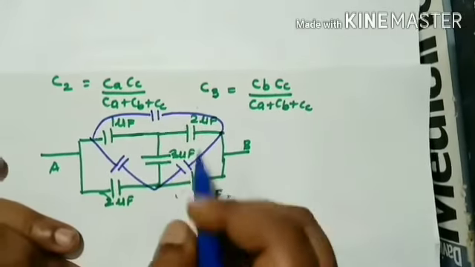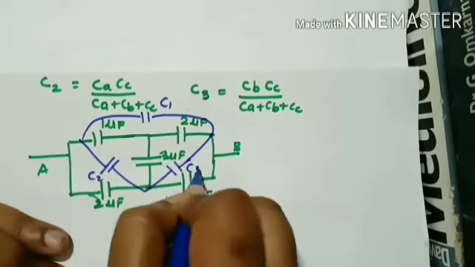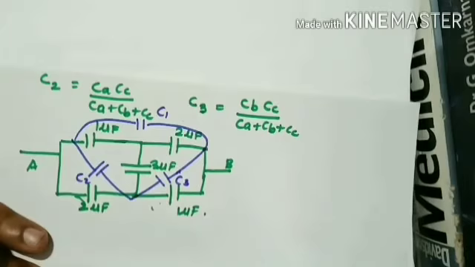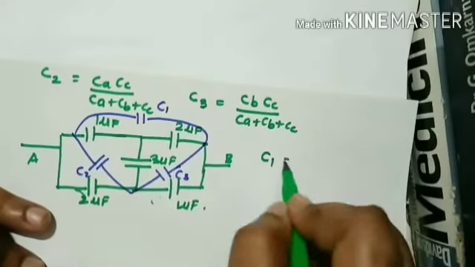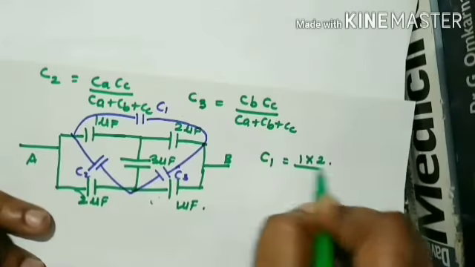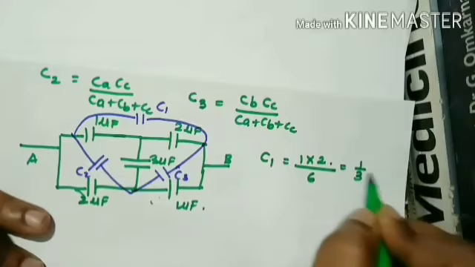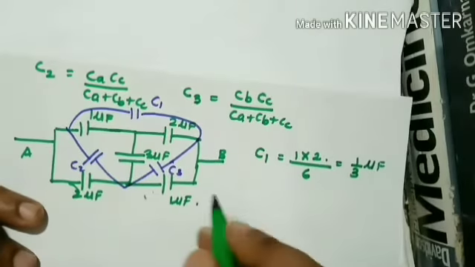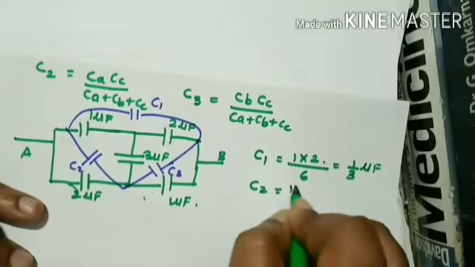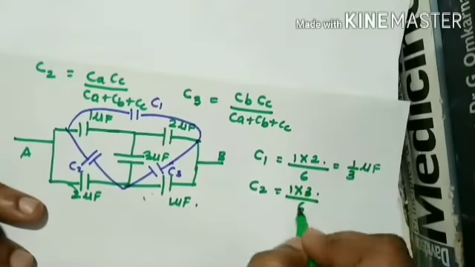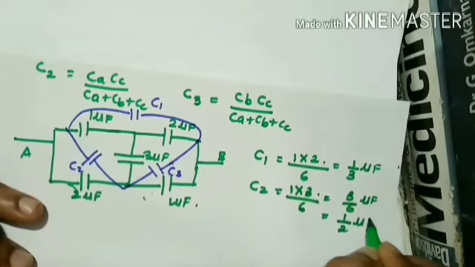So what will be this value? Suppose you make it C1, this is C2, this is C3. So we'll put the values here. What is C1? C1 is between 1 and 2. So C1 is 1 into 2 divided by 1 plus 2 plus 3, which is 6. That is 1 by 3 microfarad. What is C2? C2 is between 1 and 3. So it is 1 into 3 divided by 6. That is 3 by 6 microfarad, or 1 by 2 microfarad.